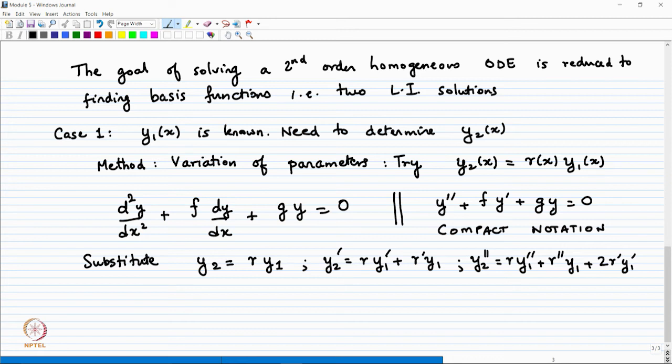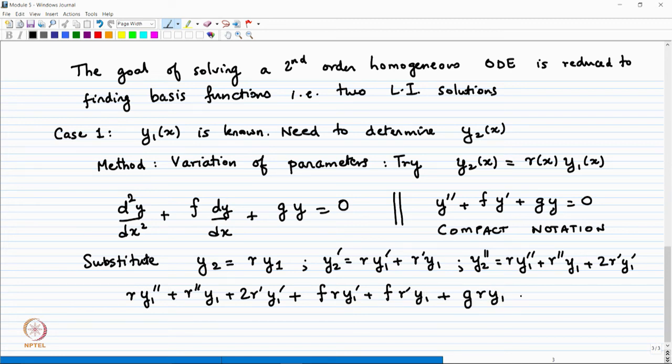Now you take this and substitute in the differential equation. I will be using the compact notation. y2 has to satisfy this differential equation. So if I substitute here, what I will get is r y1 double prime plus r double prime y1 plus 2 r prime y1 prime, that is the first term. Then I have plus f r y1 prime plus f r prime y1 plus g r y1 equal to 0.